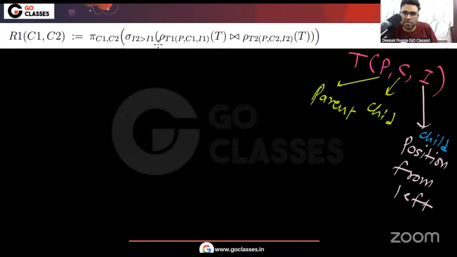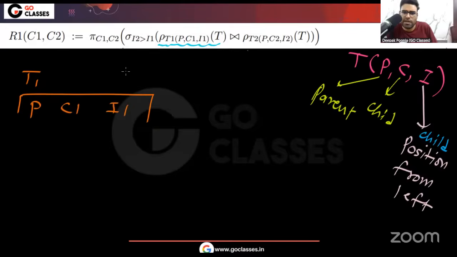Okay, so focus here. Here you can see that a table T1 I am taking. In this table T1, which attributes do I have? Parent P, the same, C1 and I1. And I am also taking this table T2, renaming this table T. So you can see this table T2 I am taking. Here I have P, C2, I2.